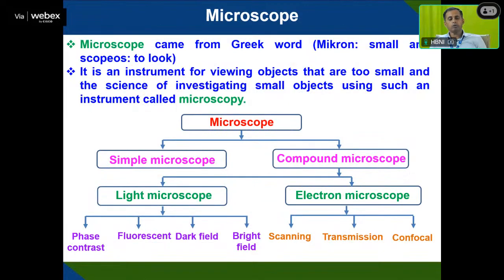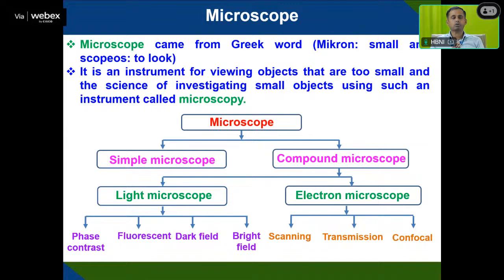Some basics of the microscope: the word came from Greek, micron, which means small, and scopus, which means to look. So combined, it means to see small entities. A microscope is an instrument that views objects that are too small, and the science of investigating small objects with it is called microscopy. Microscopes can be divided into two parts mainly: a simple microscope and a compound microscope.